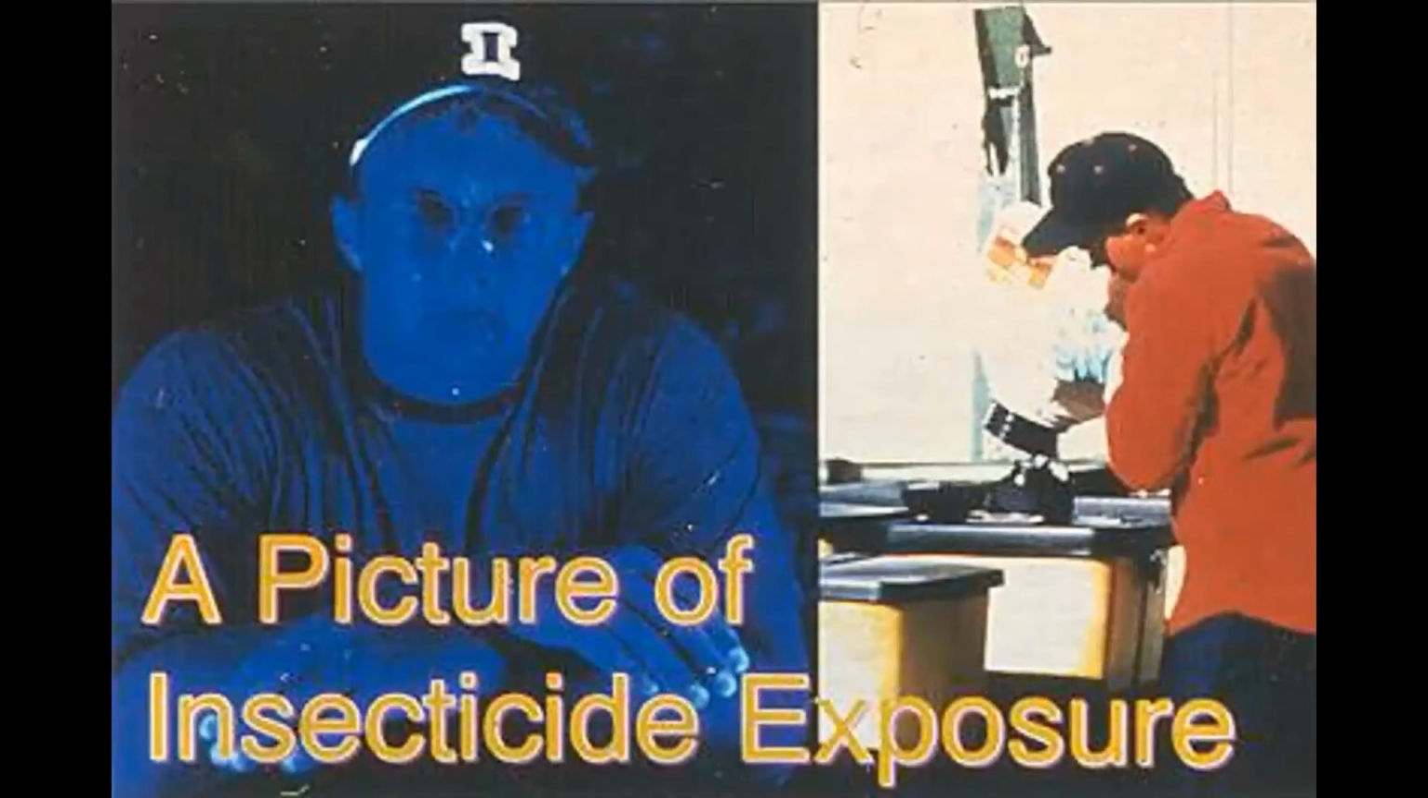So here are some pictures of insecticide exposures, and this slide series shows how a person may be exposed to pesticides if proper safety precautions are not taken. The people in these slides have not actually been exposed to pesticides. They've been exposed to a powder that shows up under ultraviolet light.